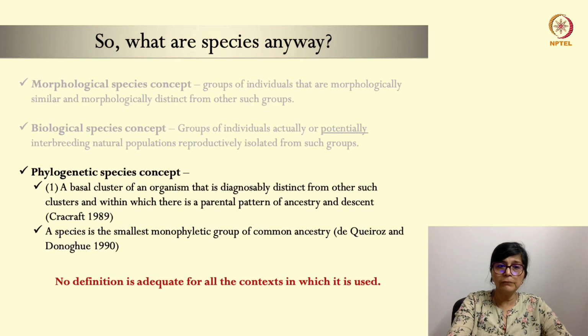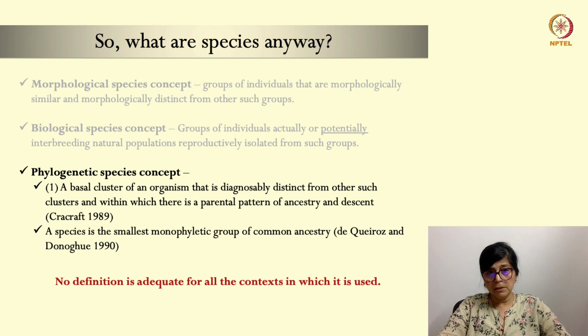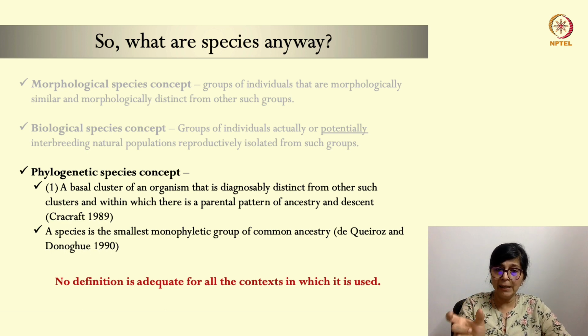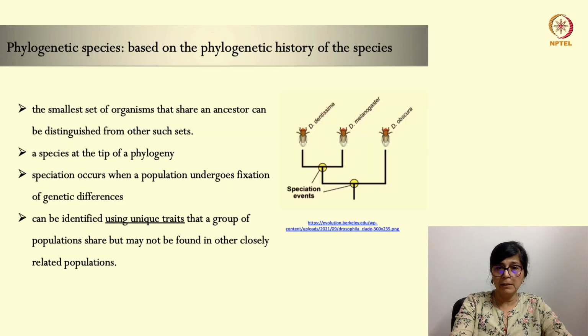Taking it forward would be the evolutionary species concept or the phylogenetic species concept. I have put the definitions here. You can pause the video and look at the definition. But the basic thing is that a species is the smallest monophyletic group, or clade, of common ancestry, right? Very similar looking species. What do we mean by that? I'll come to it in a bit.